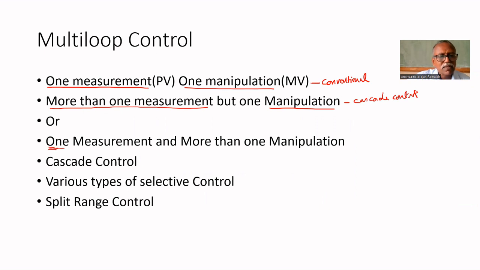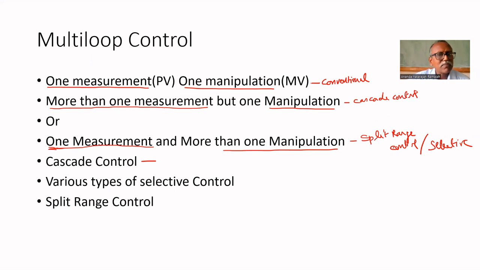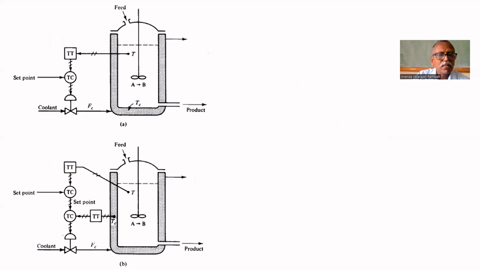Split range controller is there. In that case, there is only one measurement, but more than one manipulated variable. That is called selective control, and the split range controller comes under this category. Split range and selective control all come under this category. Cascade control comes under more than one measurement, but one manipulated variable. That we will see now.